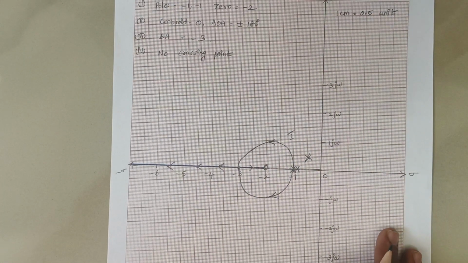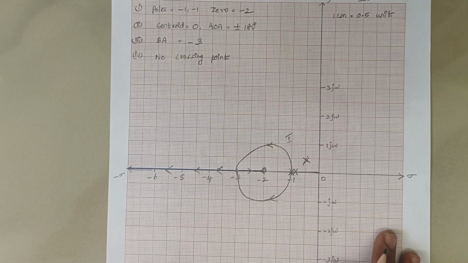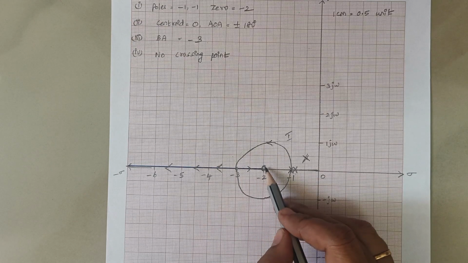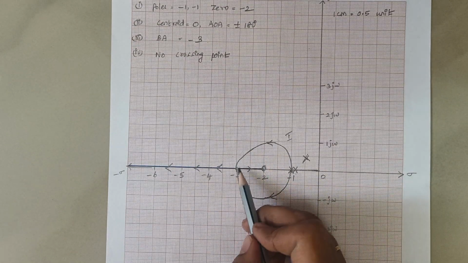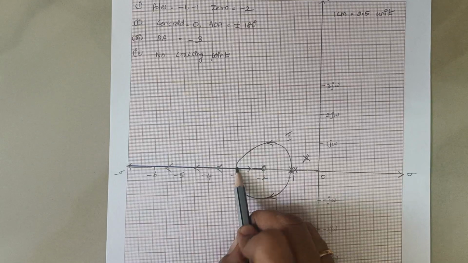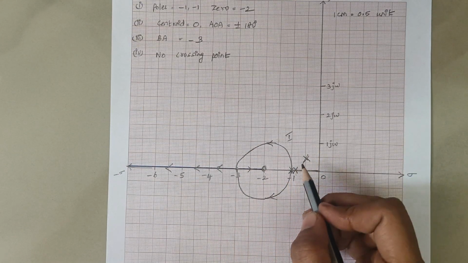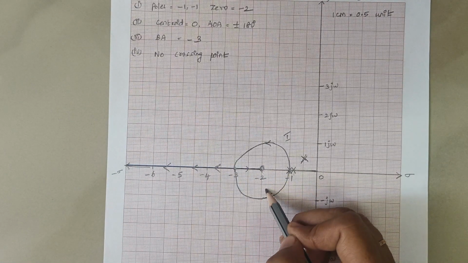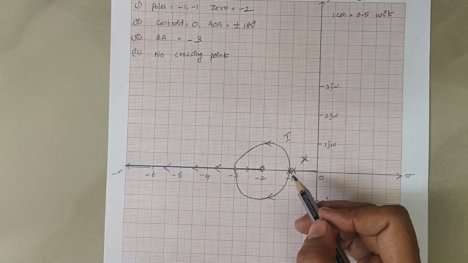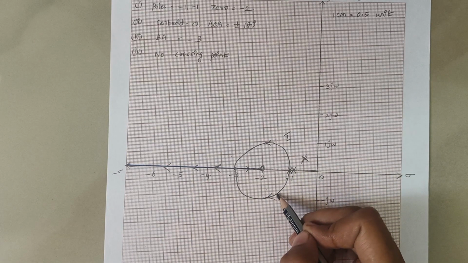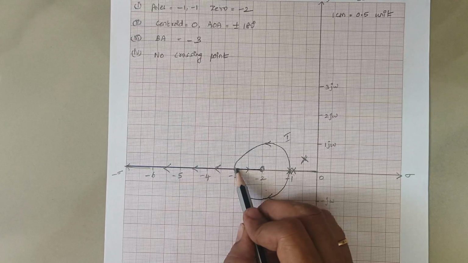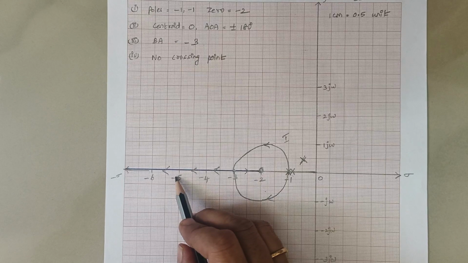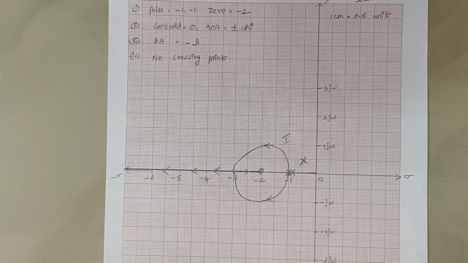So totally how many branches do we have? We have 2 root locus branches. The first branch starts at -1, breaks away at -3, and ends at the zero at -2. This is our branch 1. And branch 2 again starts at -1, again breaks away at -3, and travels along the negative real axis to meet the zero somewhere at infinity. So that's all.